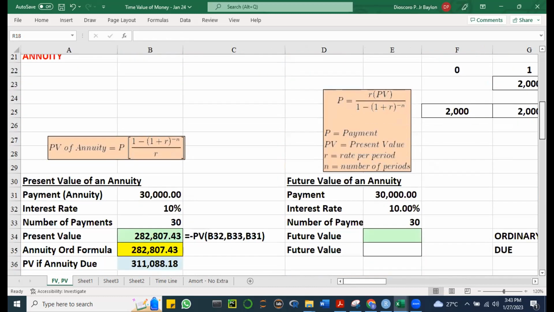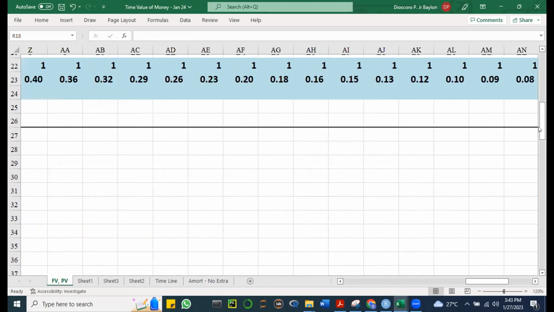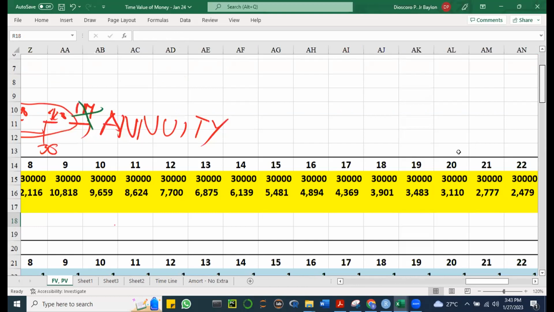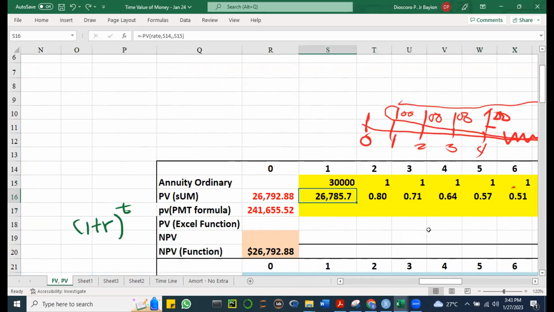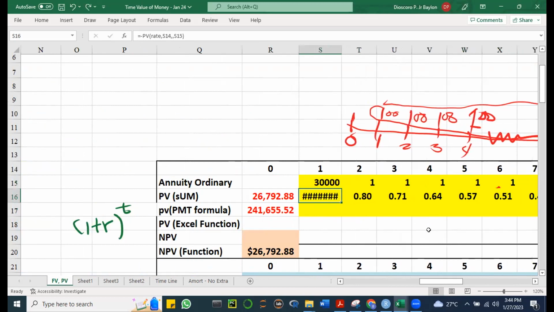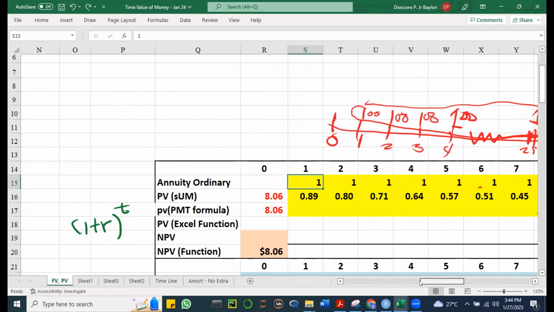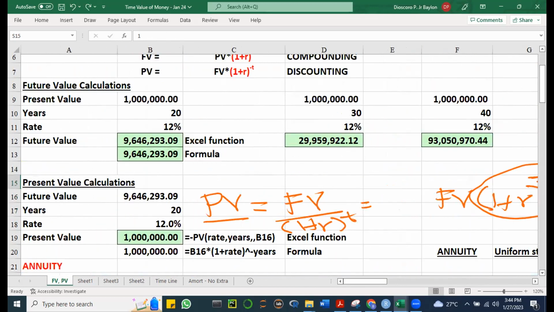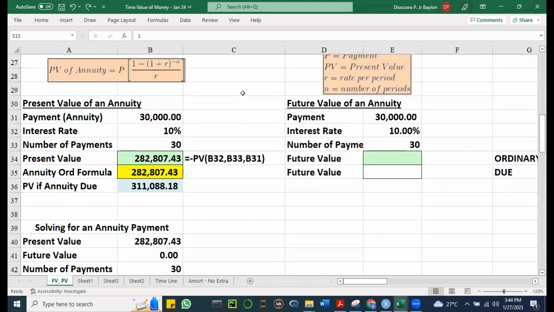Okay, did we get the same answer? Yeah, 282,807. Okay, so let me go back to the original. Okay, questions, class? Were you able to get this? Did you get 282,807? This is the formula. You can follow this formula.